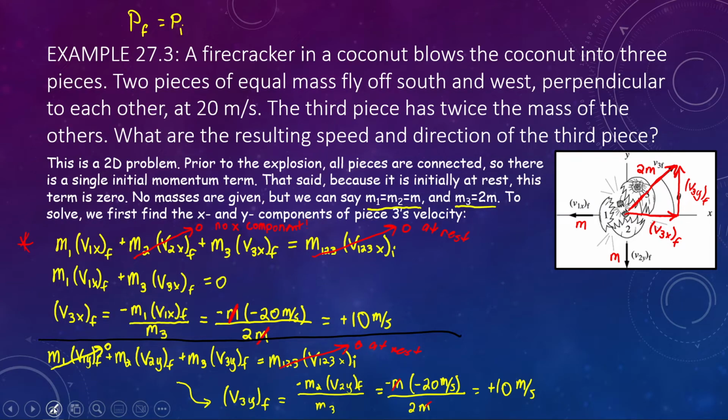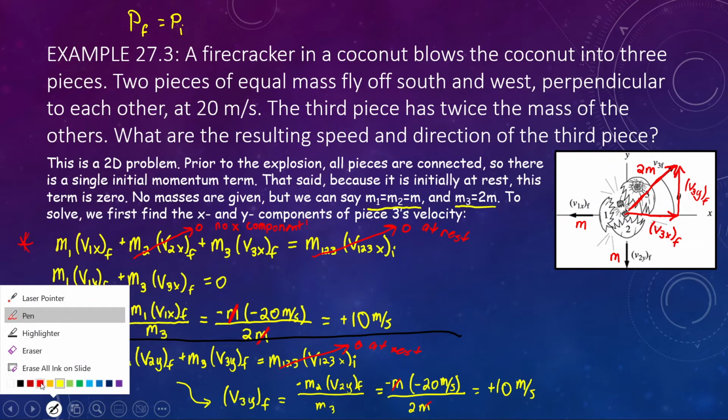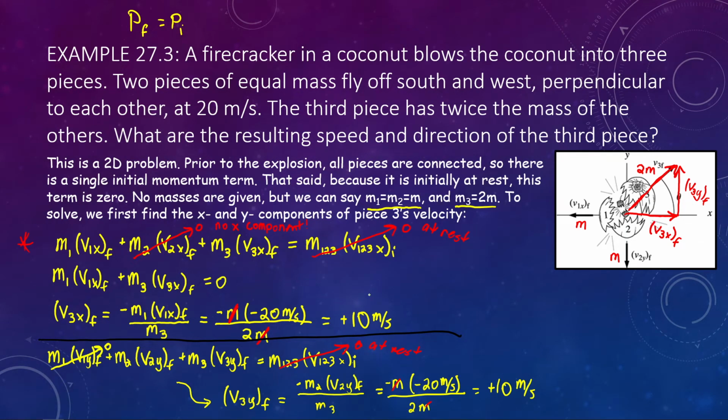So what we have just found is that, what color would work here? Maybe the green. 10 meters per second is v3x final. 10 meters per second is v3y final. So what we've just done is find the components of this new velocity. We now know the x component and the y component of that triangle there.